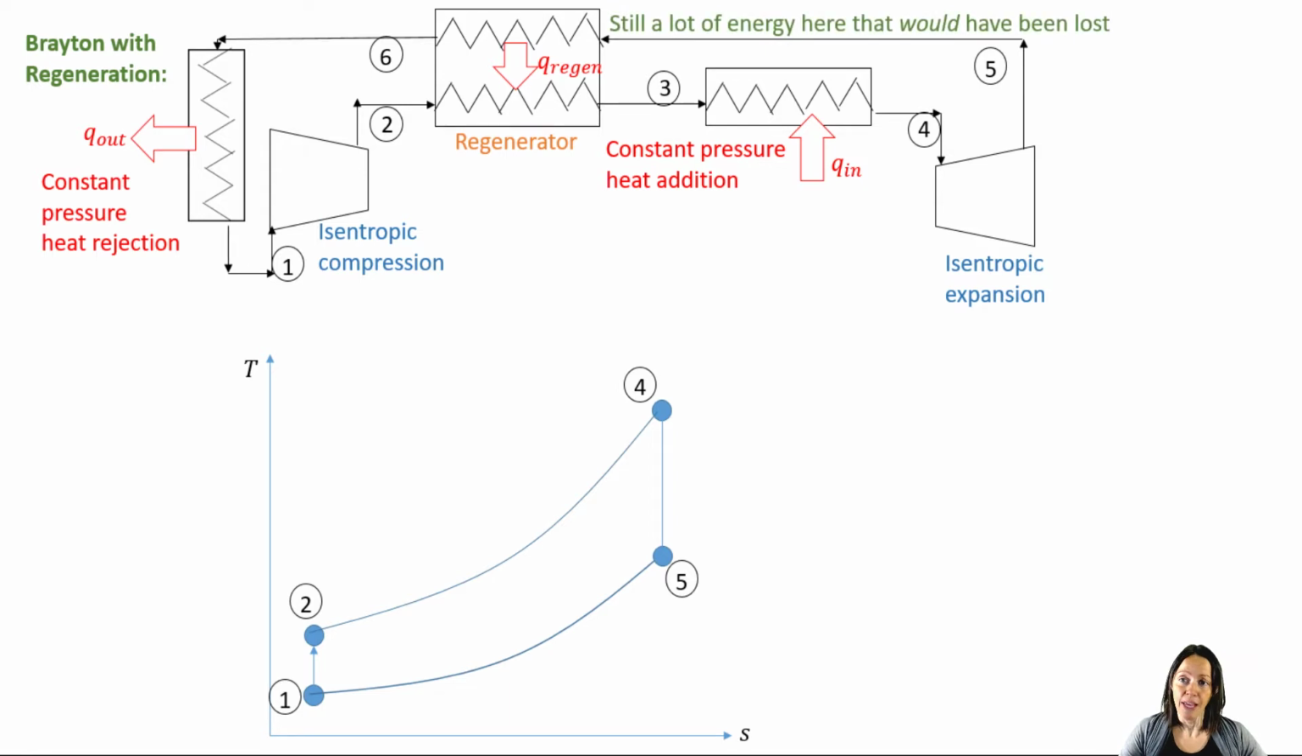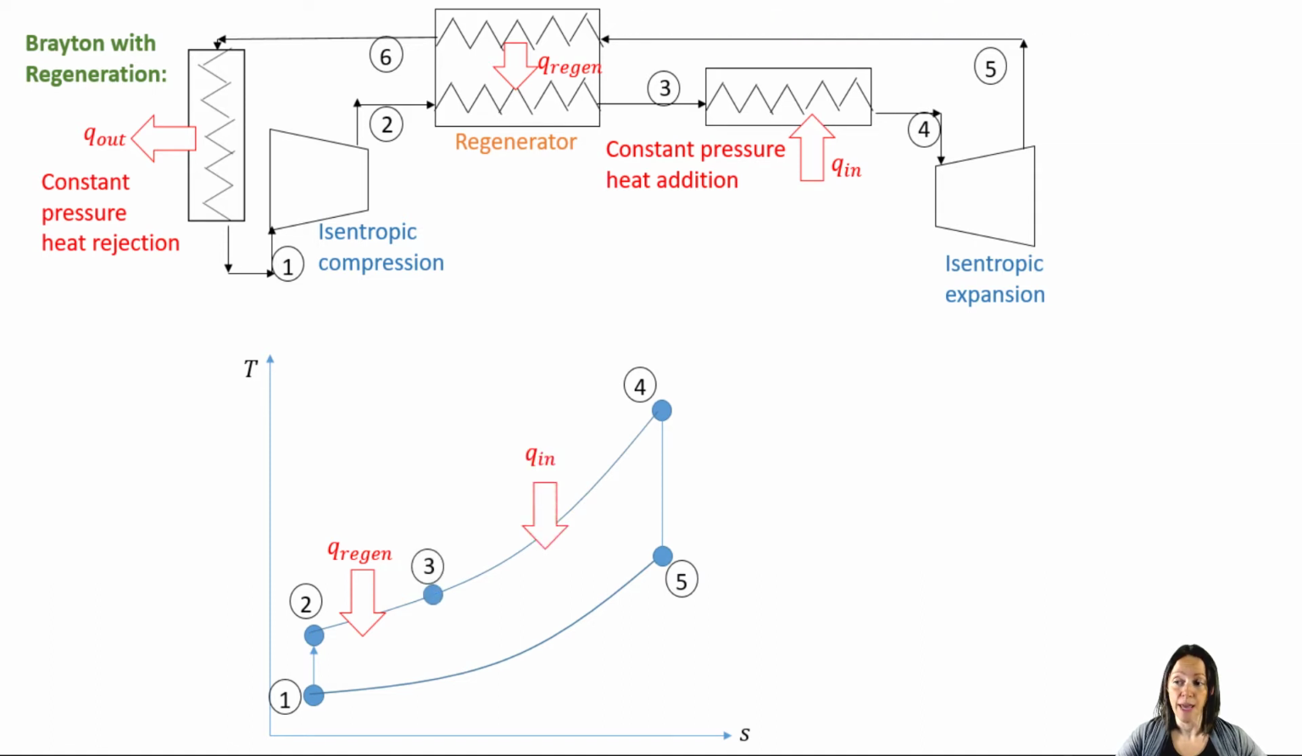So if you look at the air coming out at state 5, that air still has a lot of thermal energy, and normally that would just be lost, rejected in the exhaust. But what we're going to do is redirect some of that thermal energy back into the cycle. So we're taking some of that thermal energy from the very top, 5 to 6, and putting it back between 2 and 3. So my Q regen is going to heat my air up to T3, so that the amount of heat that I have to add via combustion only has to bring me from T3 to T4.